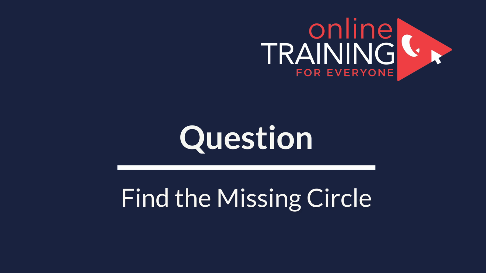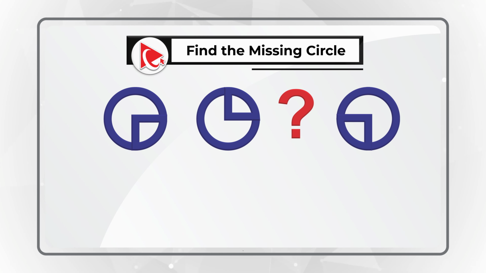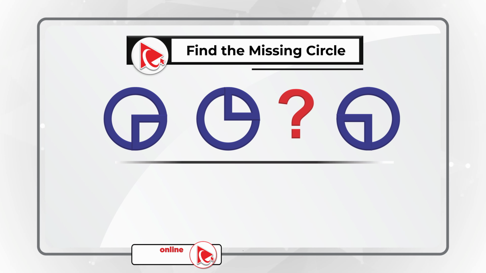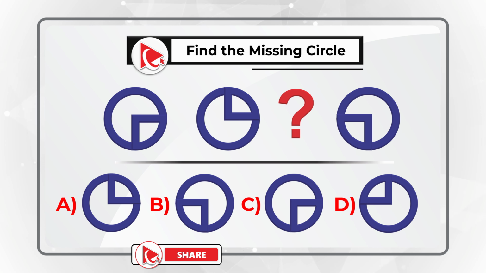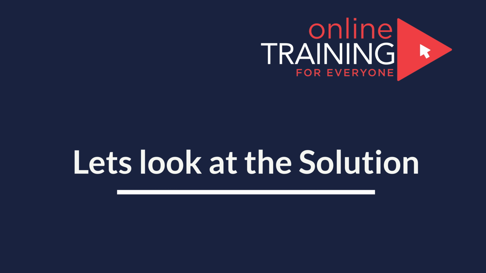Here's a very interesting problem which tests your analytical skills. You're presented with 3 circles and 1 circle is missing. You need to select the missing circle out of 4 possible choices. Choices A, B, C, and D. I think the answer here is obvious, but please make sure to make your selection. And on my end, I'm moving forward to share with you my version of the solution. And obviously, if you have a better way to solve it, please make sure to share in comments.